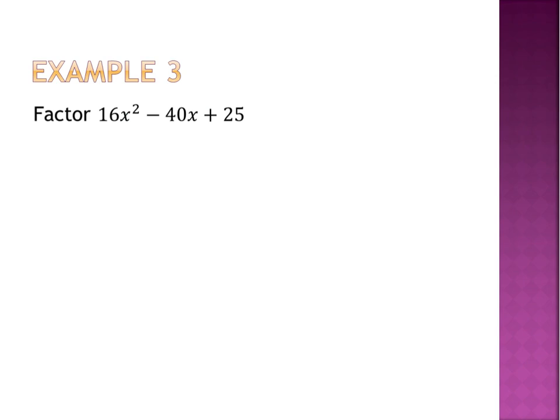Now when I look at example 3, 16, 40, and 25 do not have a common factor, but I'm going to check for my perfect squares. The square root of 16x squared is 4x. The square root of 25 is 5. So I'm going to take 4x, multiply it by 5, and multiply it by 2. This is going to give me 40x, which just so happens to be my middle term, so that works out well. That means my first term is going to be 4x, and my last term is 5.